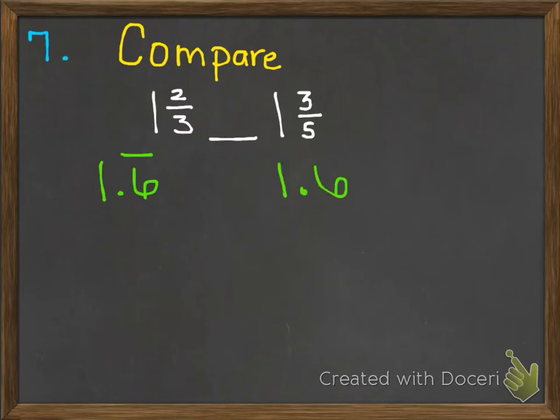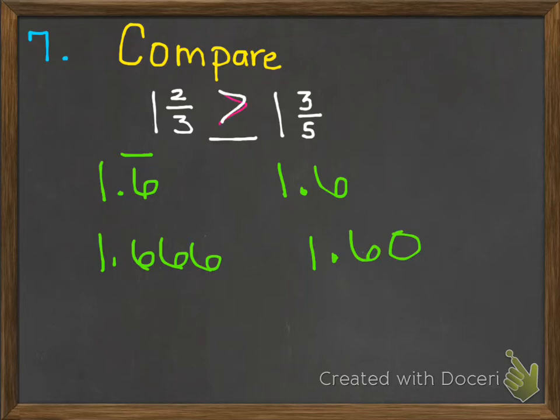Now the difference though is that this is 1.6666 and this is just 1.6, and everything after it would technically be a 0. So your answer for this problem has to be that 1 2/3 is greater than 1 3/5.